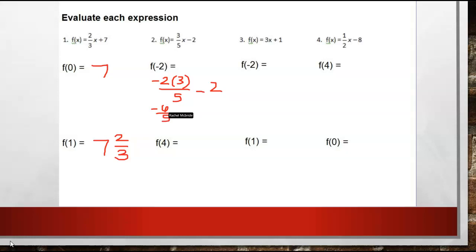In order to combine negative 6/5 and negative 2, we had to get a common denominator, which made that negative 10/5. So that was negative 16/5. F of 4, 3 times 4 is 12/5. Minus, again, 2, so you make it 10/5. So 12/5 minus 10/5 is 2/5.